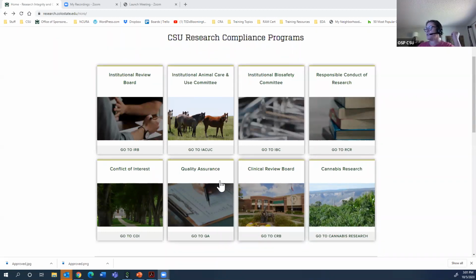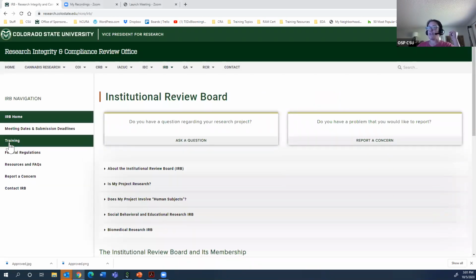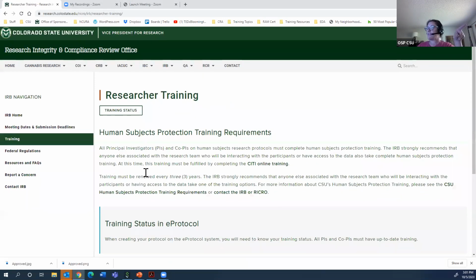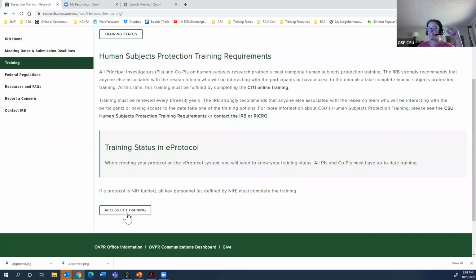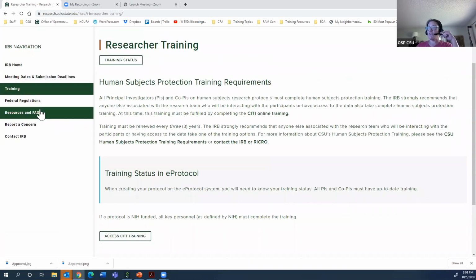These three areas you don't need to know, but all of these other areas, you can go into any single one of these and you can click on training, and a lot of times the training is going to take you to these CITI modules, this Access CITI training. Or you can read the federal regs around all of these different areas, or you can read some of the resources and facts that are out there. That's a good way to get an overview, is to go to your compliance website.